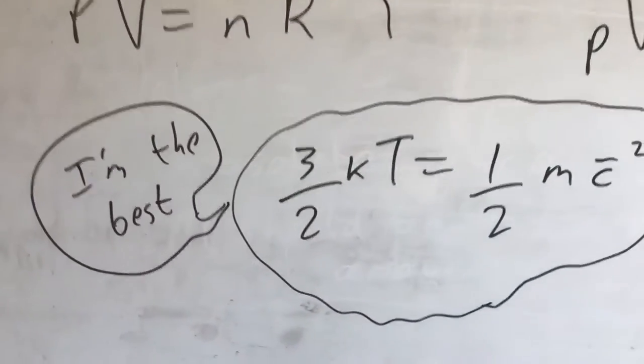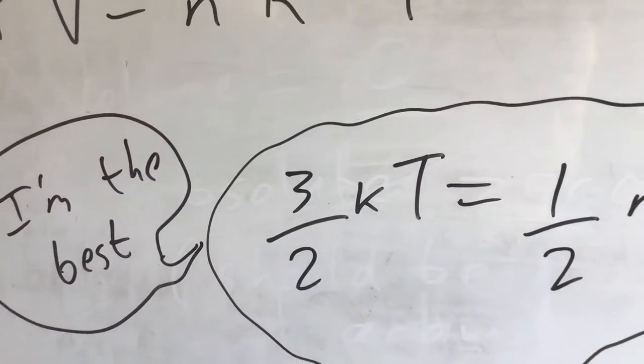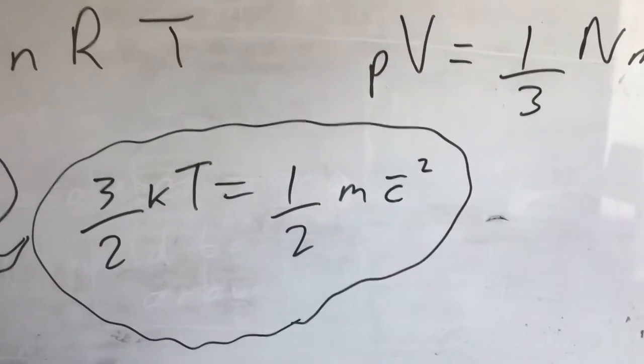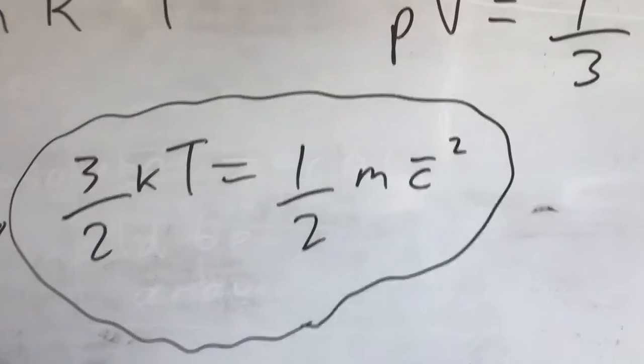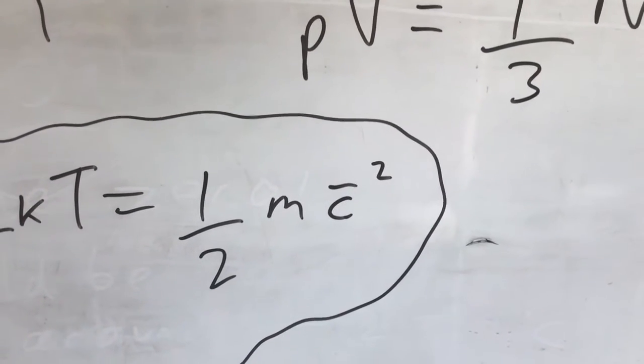So k, little k here, this is the Boltzmann constant. So it's a constant, it doesn't change. That's very useful to remember. Equals 1/2 m c bar squared. So the mass of an individual particle multiplied by the mean square speed.